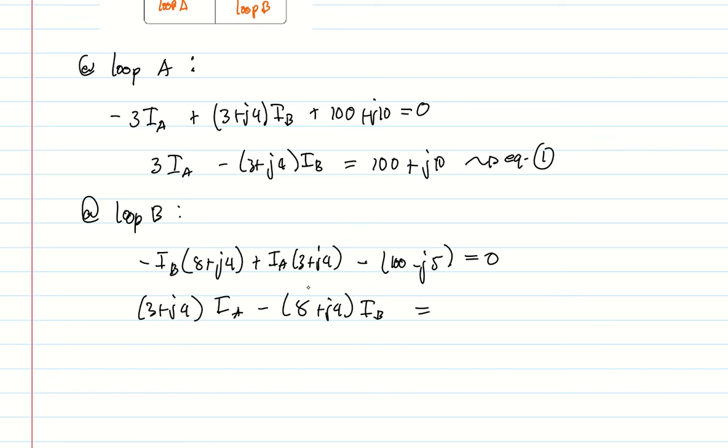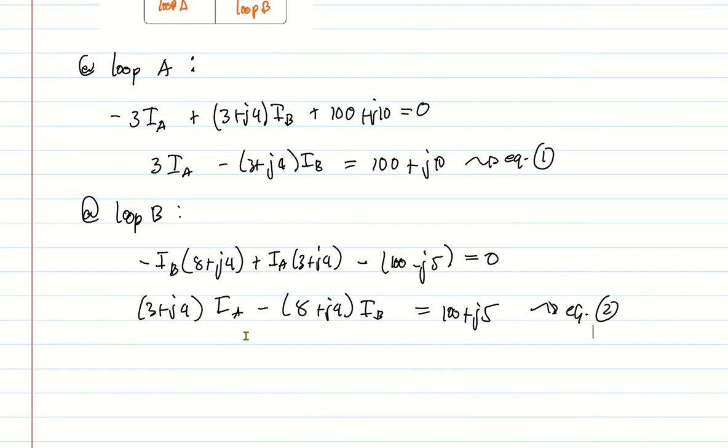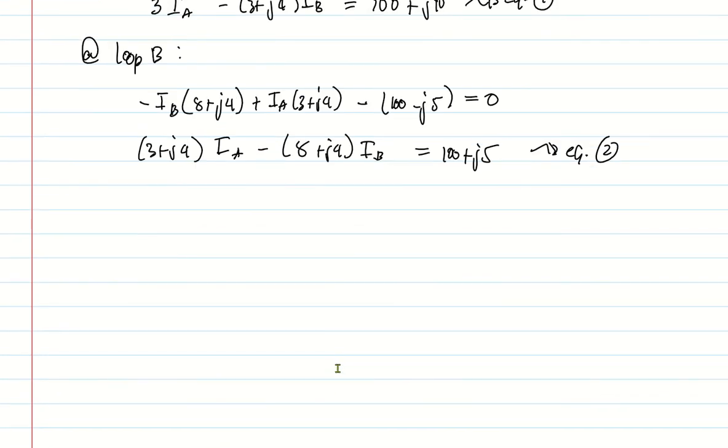And we can transfer that voltage to the other side, so it will become positive 100 plus j5. And this will be our equation 2. Then we have now two equations and two unknowns, so we can use Cramer's rule, determinants, to solve for the loop currents. But first, we need to put it into a determinant form. So this will be our determinant form.